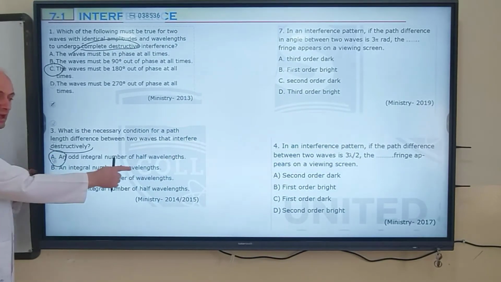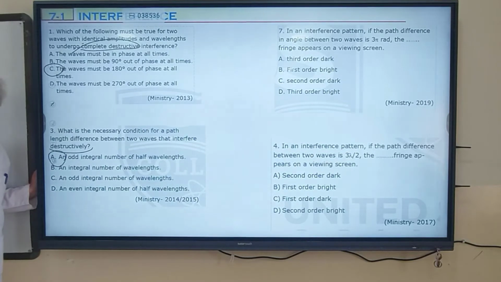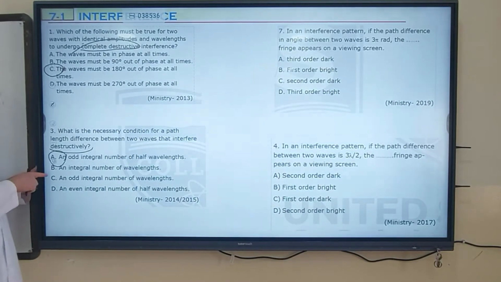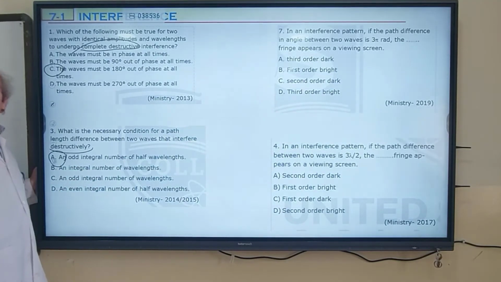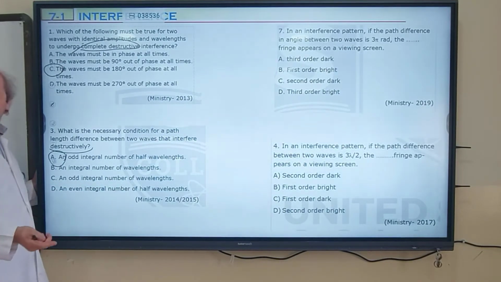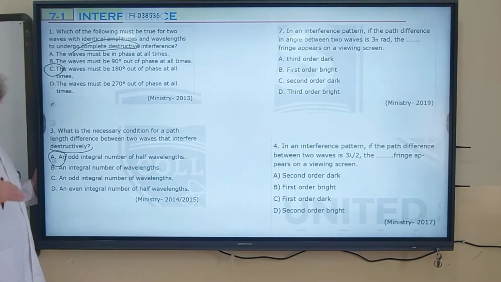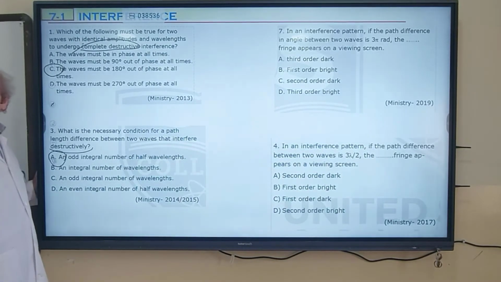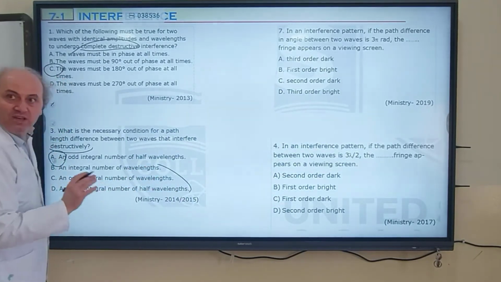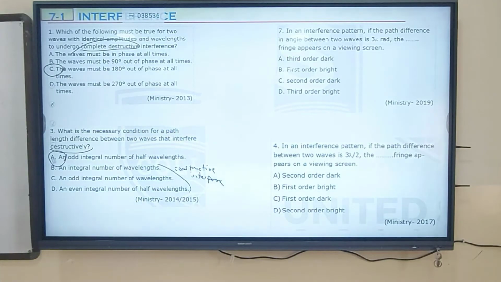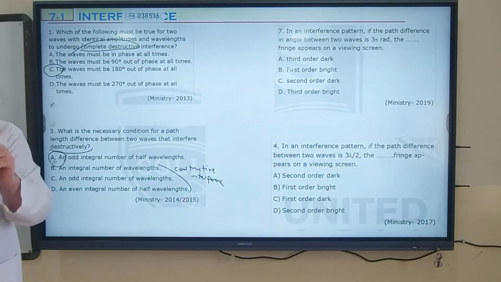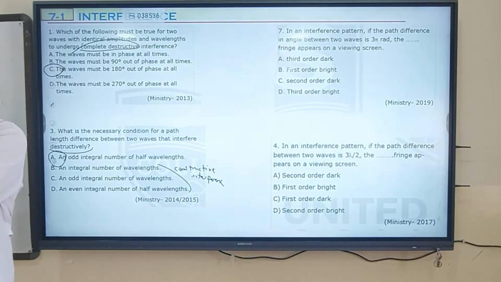B, integral number of wavelengths, which means 1 lambda, 2 lambda, 3 lambda, 4 lambda, 5 lambda, is for constructive. C, odd integral of wavelengths. It doesn't matter, 1 lambda, 3 lambda, 5 lambda, if it's a multiple number of lambda, it is constructive. And even integral number of half wavelengths, it doesn't matter: 2 times lambda over 2 is 1 lambda, 4 times lambda over 2 is 2 lambda, 6 times lambda over 2 is 3 lambda. Again, integral number of lambda. So all these three define constructive interference. For constructive interference, 1 lambda, 2 lambda, 3 lambda, 4 lambda. But for destructive, 1.5, 2.5, 3.5 and so on.